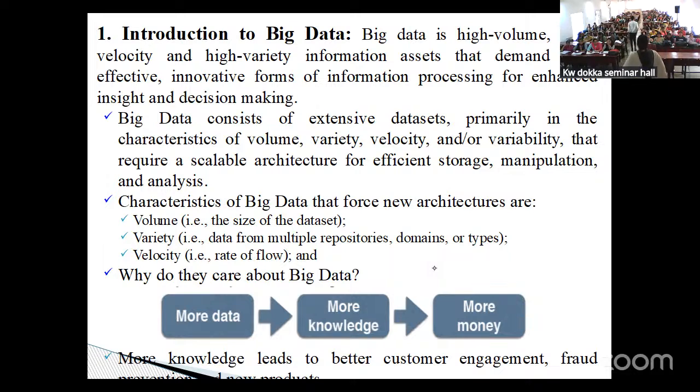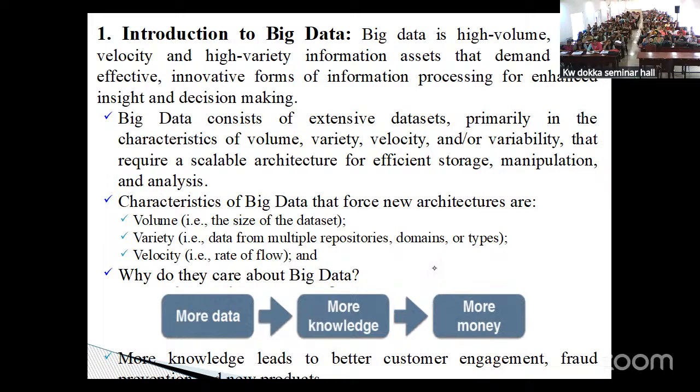Right here. So when you go for characteristics, there are three characteristics. Fine, volume, variety, and velocity. Already know what are these. Here, the size of the data sets, data from multiple repositories. That is, different sources with varieties of data, and velocity is the rate of flow, which goes up and down.